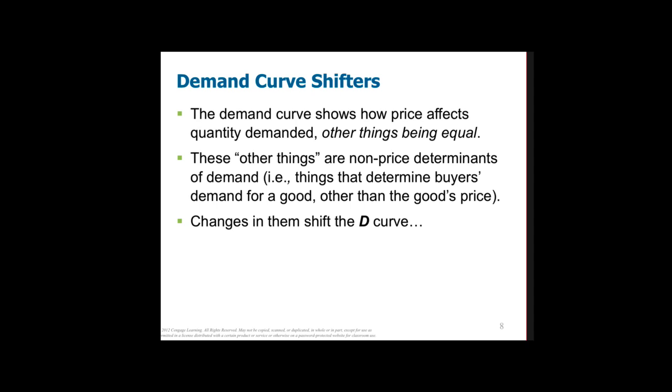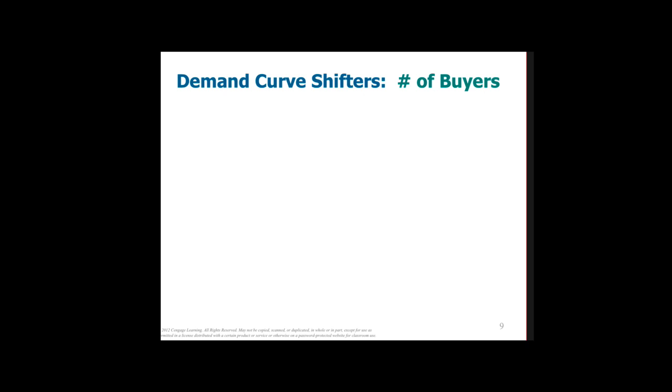Make yourself a list of things that will change demand. Okay, things that will change demand. What symbol is that? Delta, which means change. Okay. So your first reason for change in demand is a change in the number of buyers.